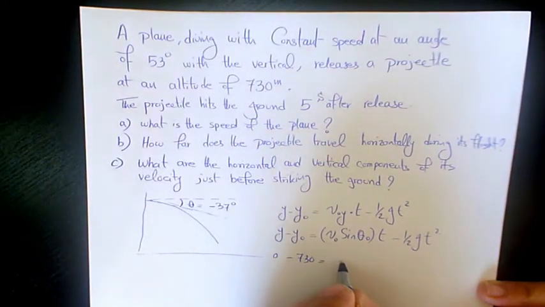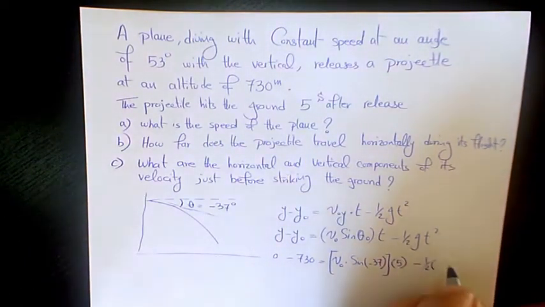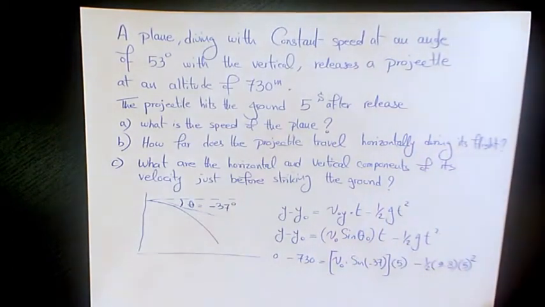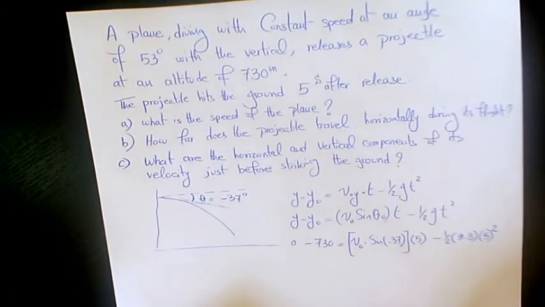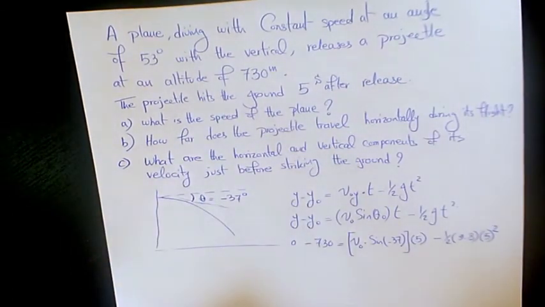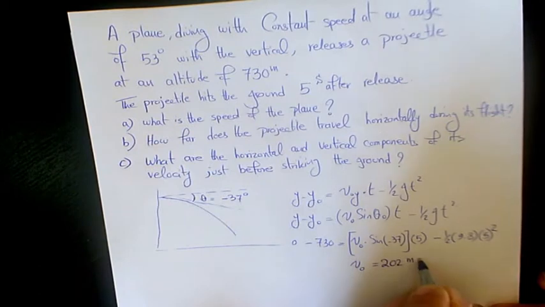V is the velocity. Do we have that? No, we don't have it. So it's V naught sine negative 37 times 5, which is the time, minus 1/2 times 9.8 times 5 squared. So we need to find out the velocity. When we rearrange it, we get 202 meters per second.